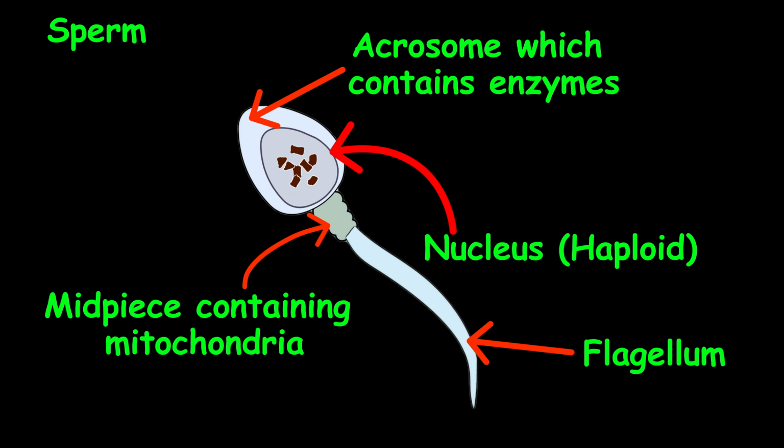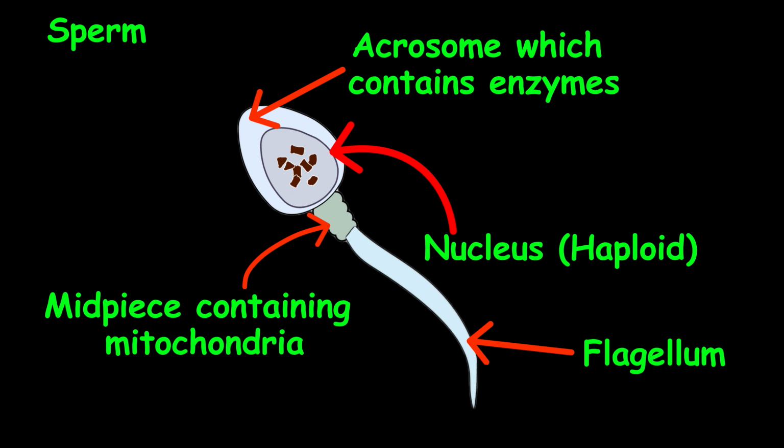As we move up the sperm cell, we come across the midpiece, which contains mitochondria. Now remember, the sperm cell needs energy to move around, so the mitochondria is the site of respiration, and this is where energy is released.